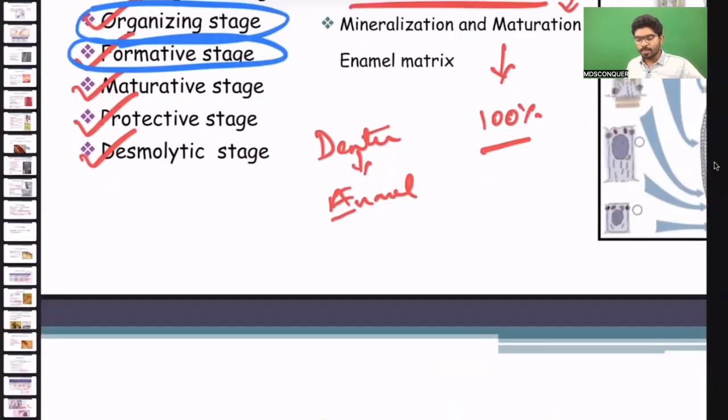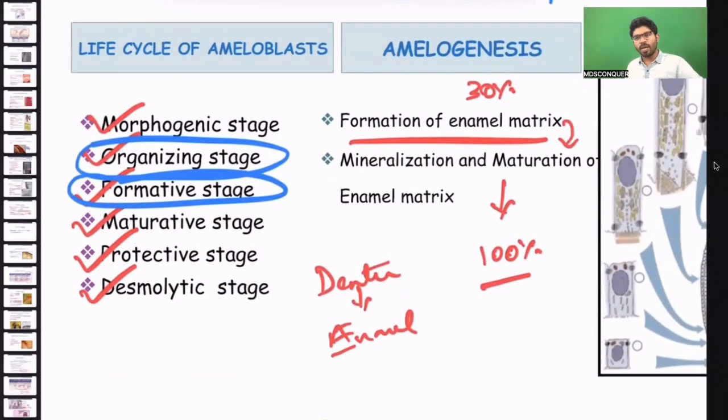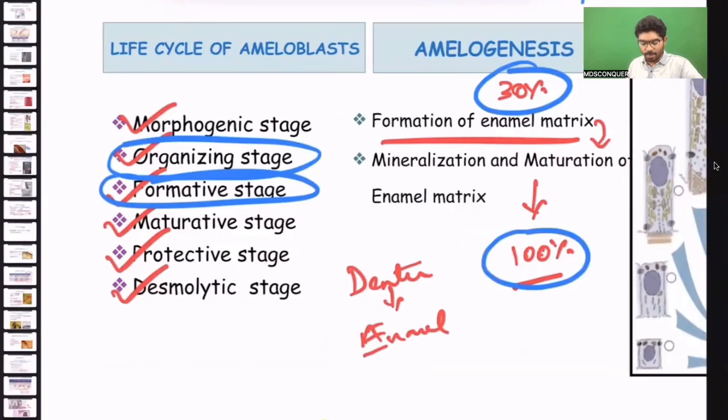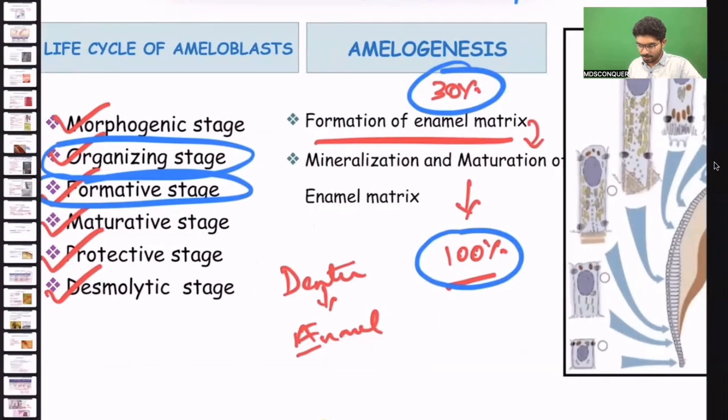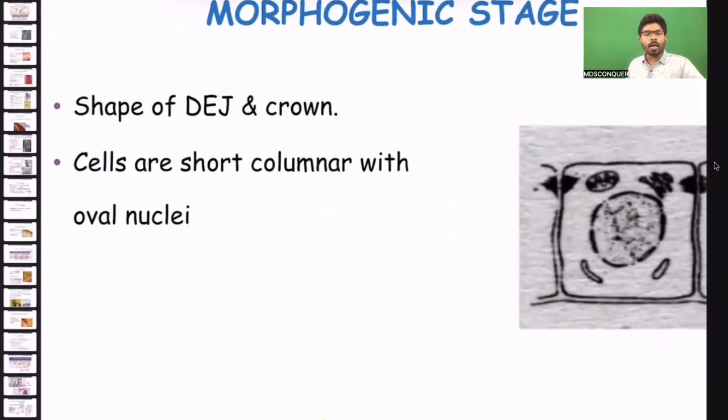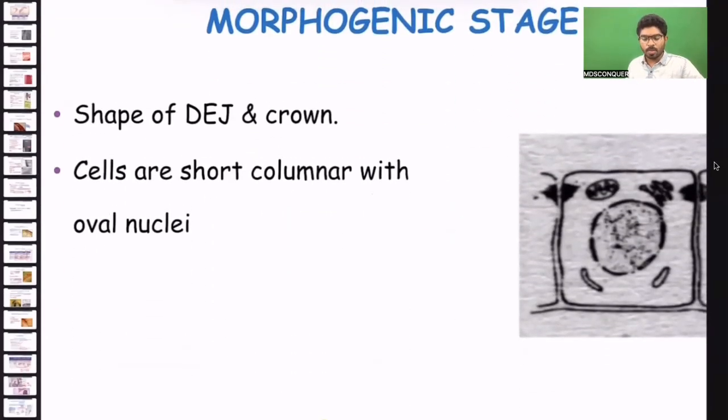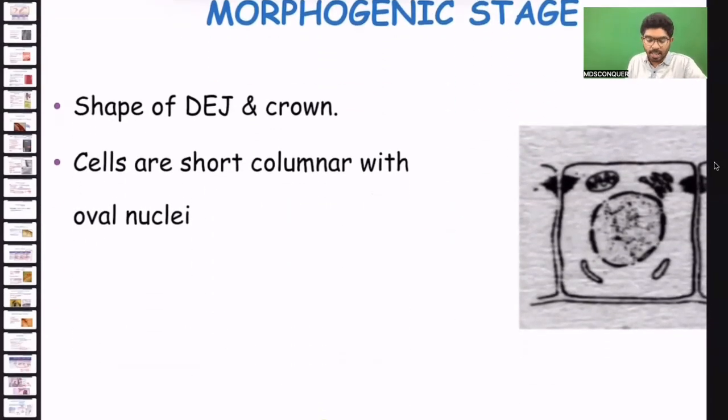So during the initial phase of enamel matrix formation, how much calcification is seen? Yes, 30%, which later converts to 100%. Very good. Now, what happens in the morphogenic stage? The shape of the DEJ and crown will be decided. Most of the cells are short columnar with an oval nucleus.